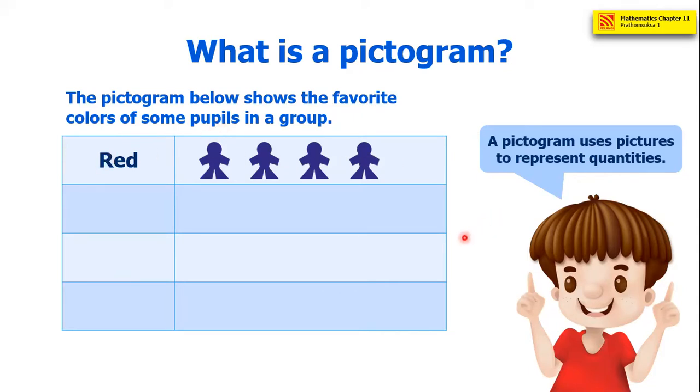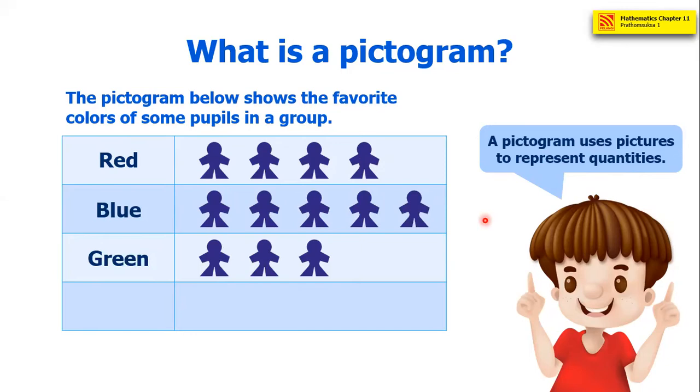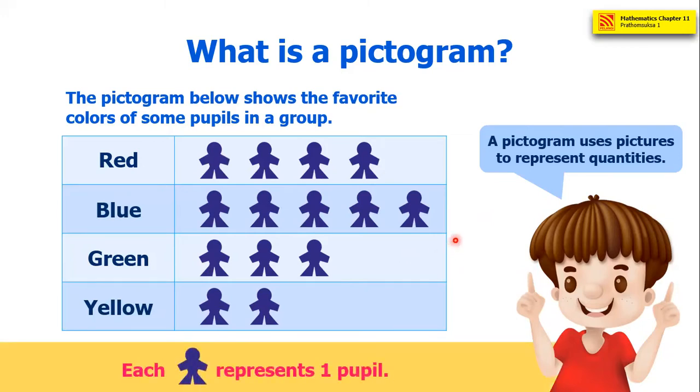We've got red, blue. This is their favorite colors. Green and yellow. And each picture of a person is a student. So this one might be Milan. This one might be Pufa. We don't know. Since they're in a different class, each picture of a student is one student.